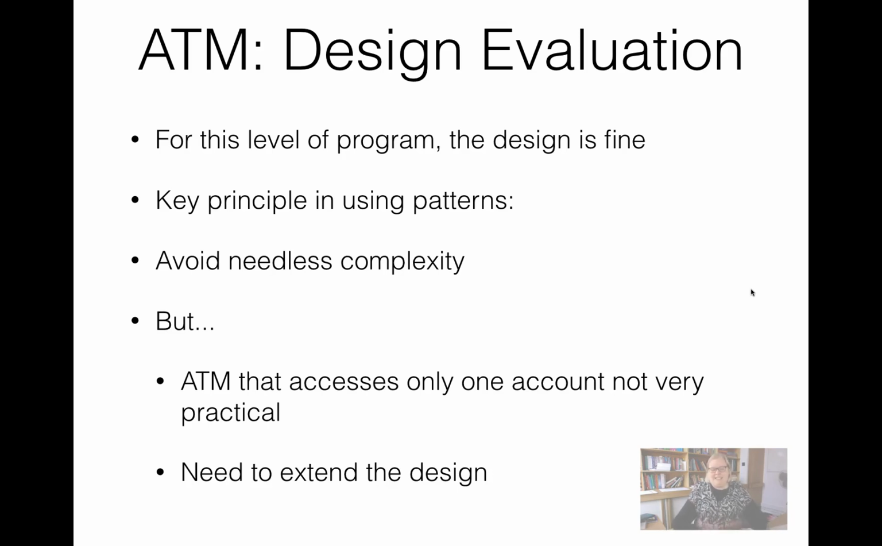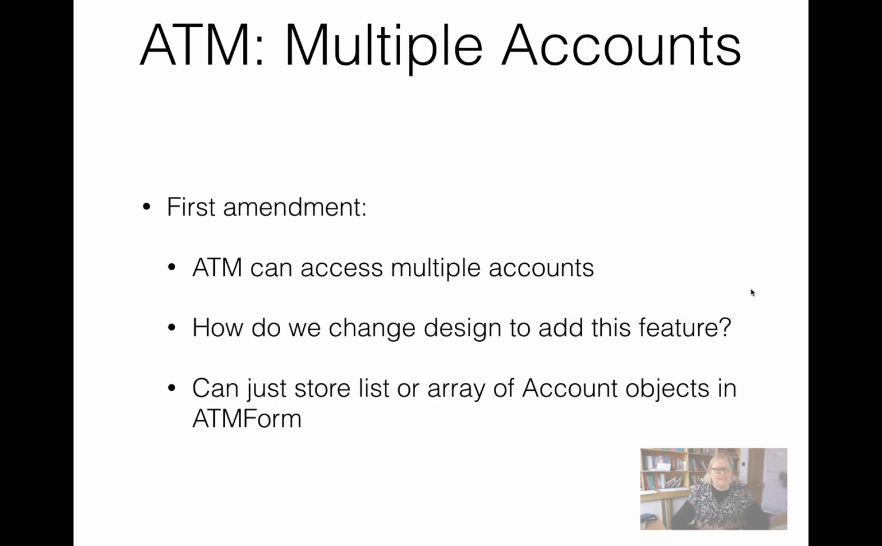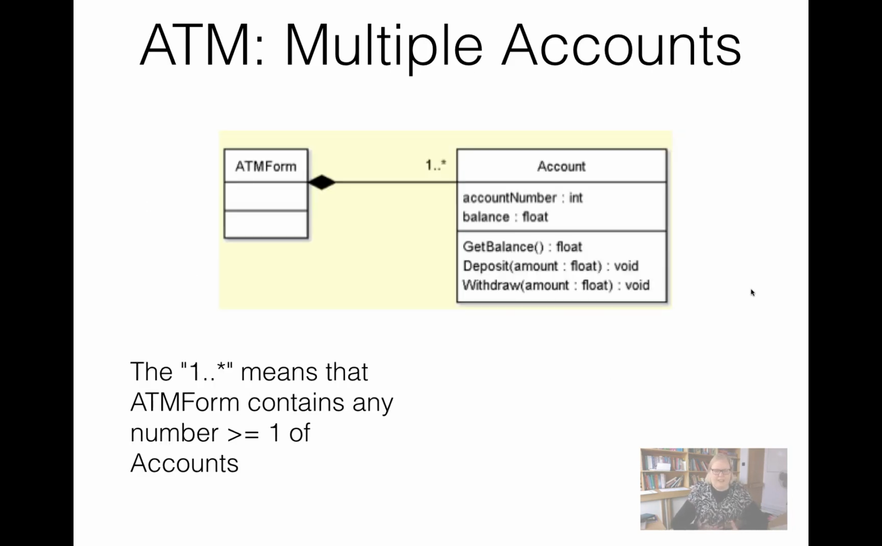In reality, ATMs tend to access lots of accounts. So our first amendment to our requirements is that an ATM can access lots of accounts. How do we change the design to add that feature? Well, what we could do is just store a list or array of account objects in ATM form. This would look like this. The 1 star means that ATM form contains any number greater than or equal to 1 of accounts. So it's now a one-to-many relationship. Okay, so far so good.